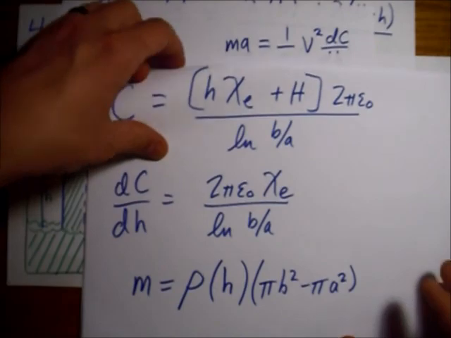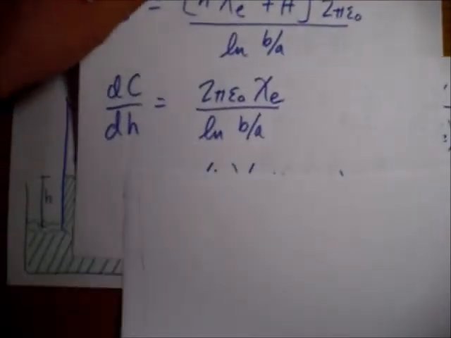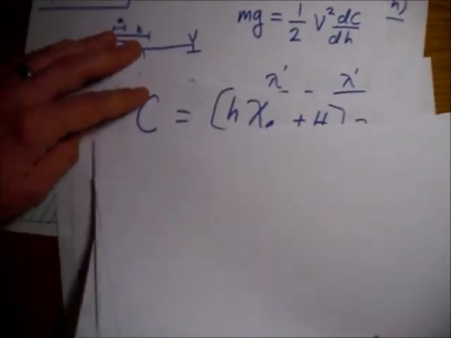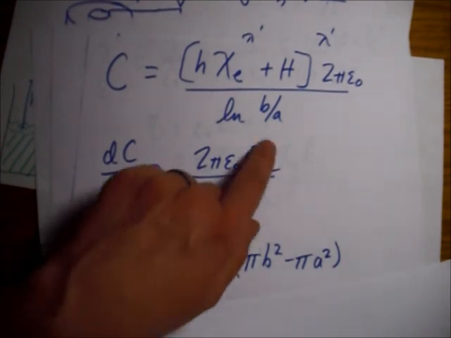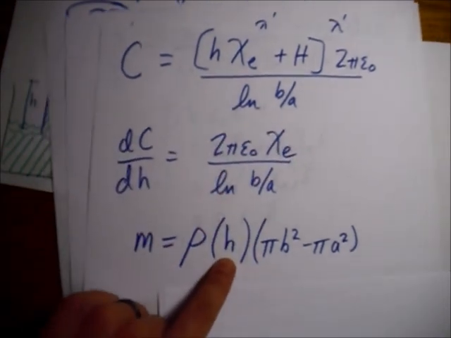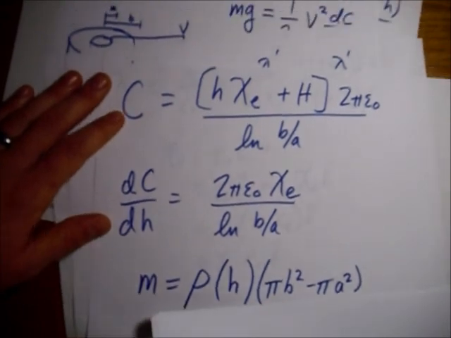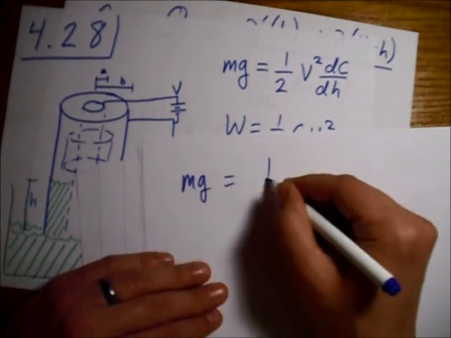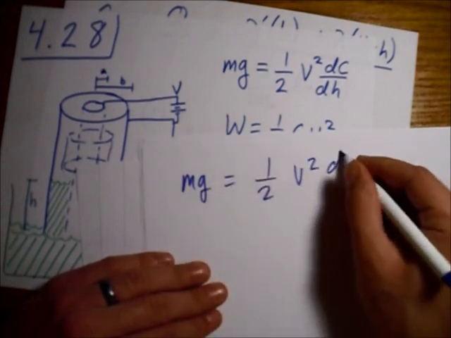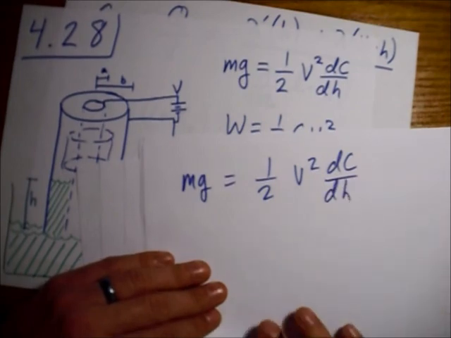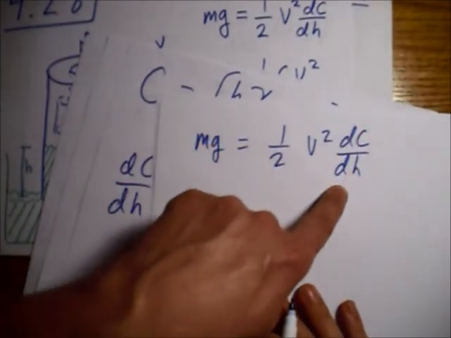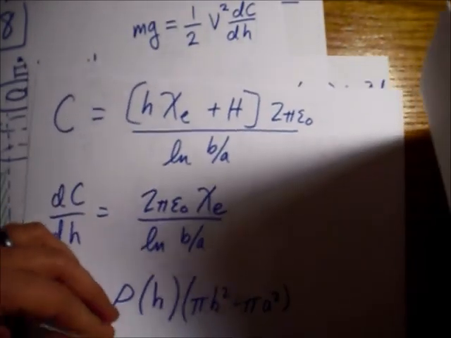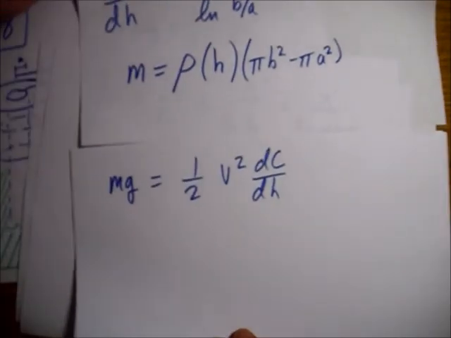Okay, let's bring out our final answer. Notice there's no h in this anymore. We're solving for this h now. So let's write down this equation again really quick. Now we know this m and we know this derivative of capacitance with respect to h. So we're just going to plug those pieces in and solve for little h.